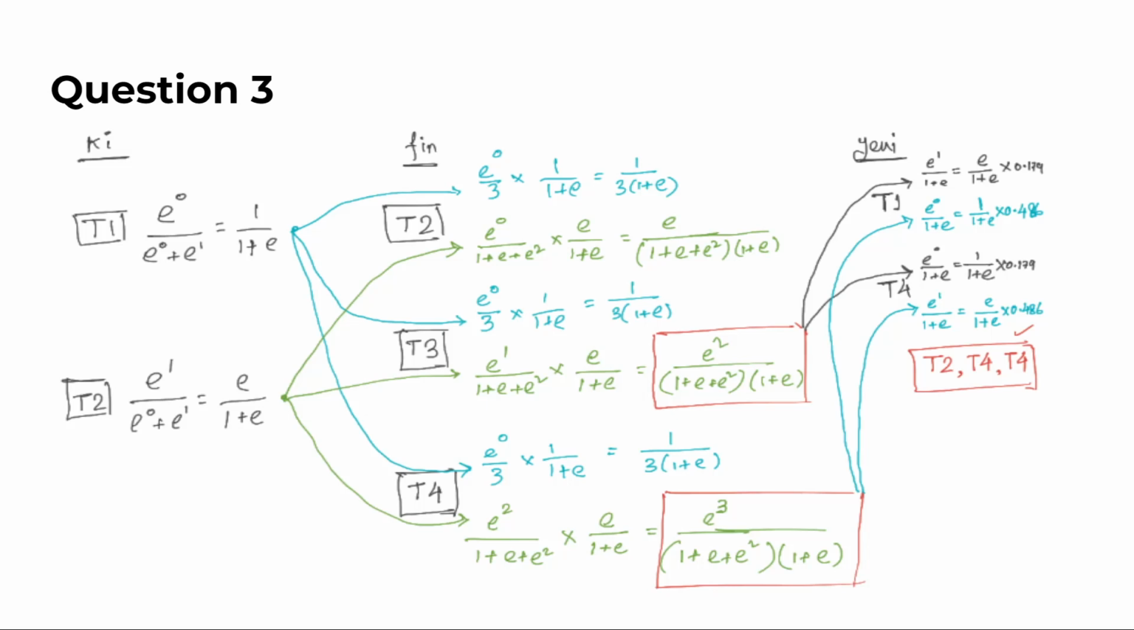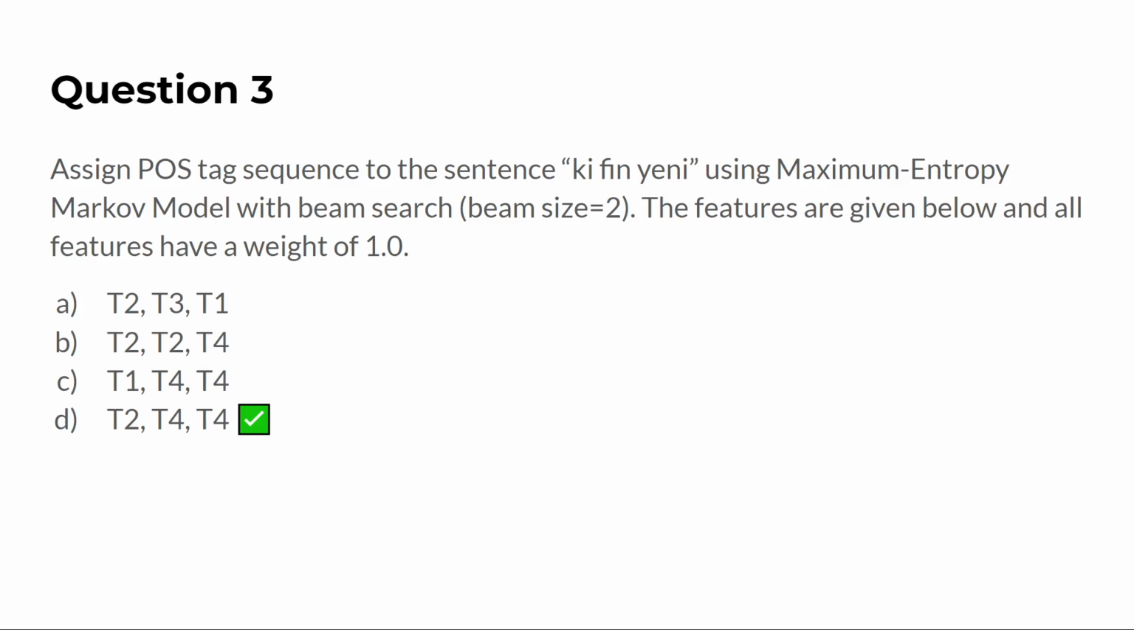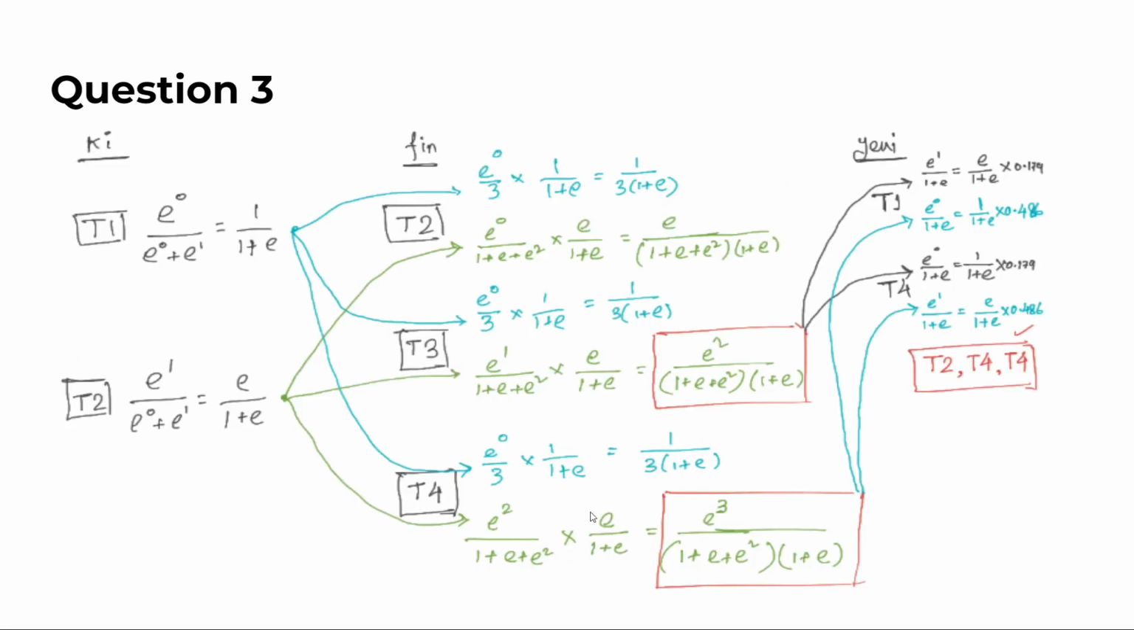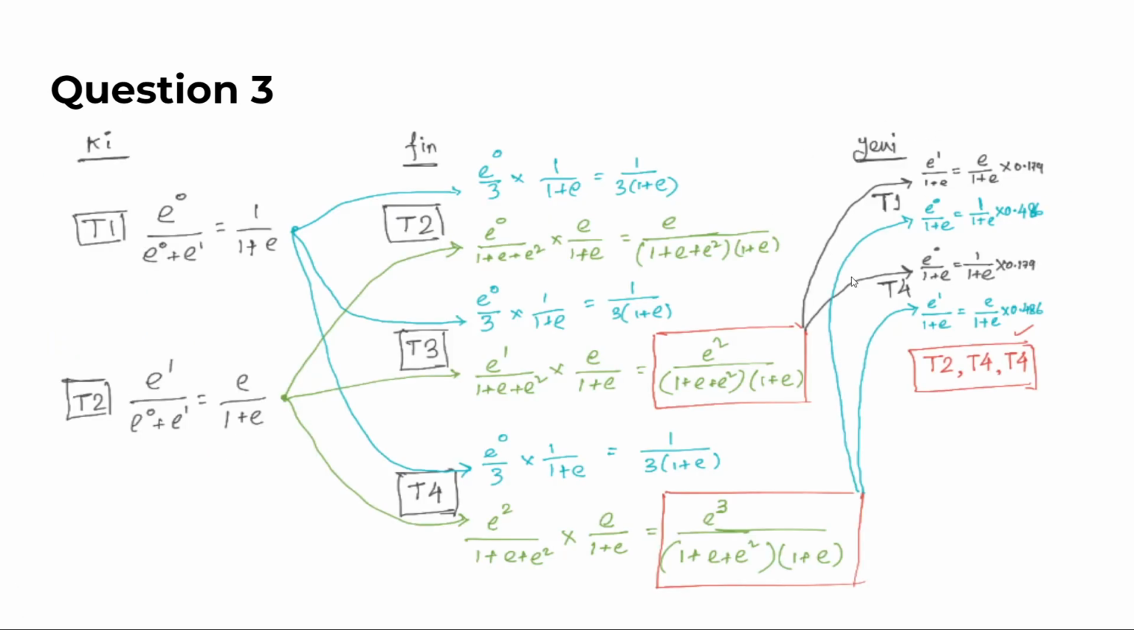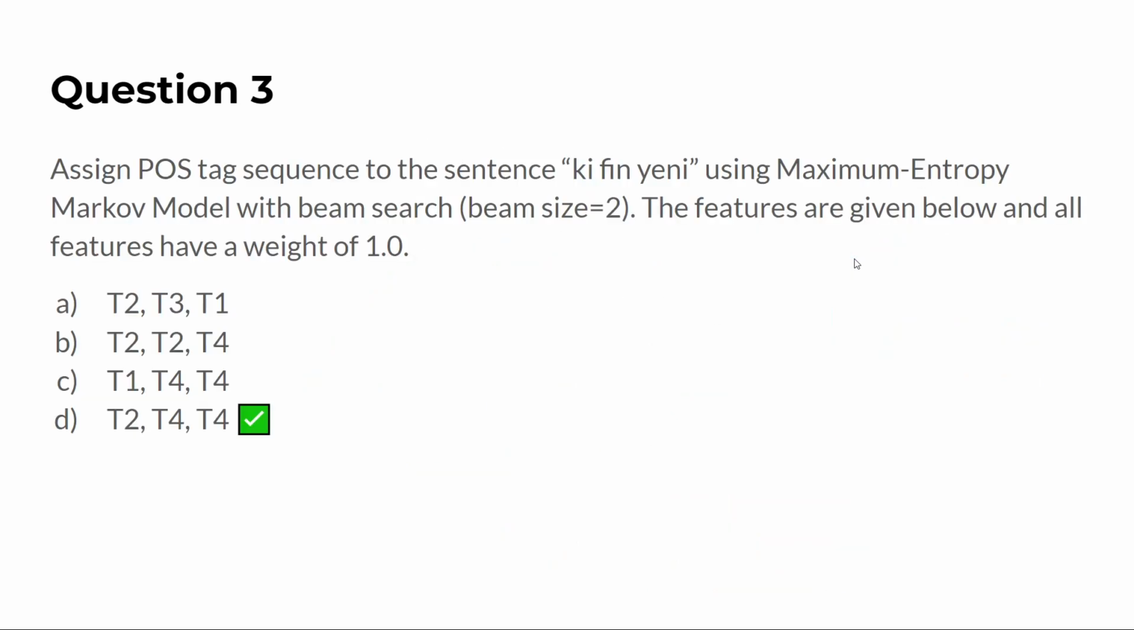Okay, so that is all for today. There is another question in the same slide. Basically, you have to find out the probability of this sequence. That we have already calculated, so you have to see. The final answer will be T2, T4, T4 based on these different values. So you can calculate the values and then match them.